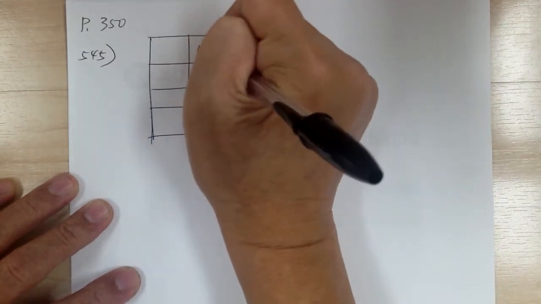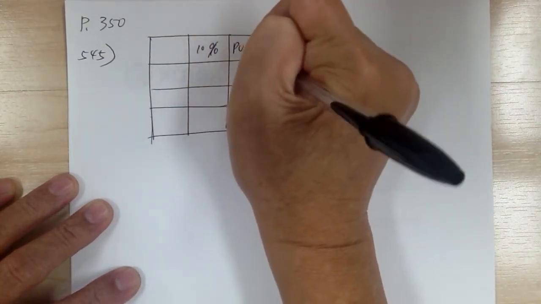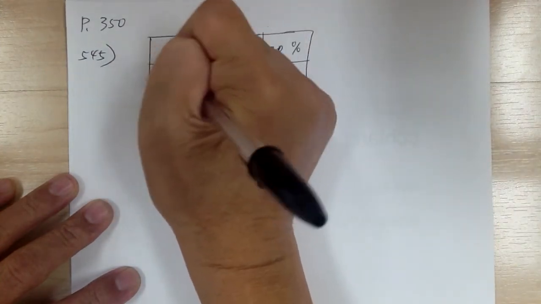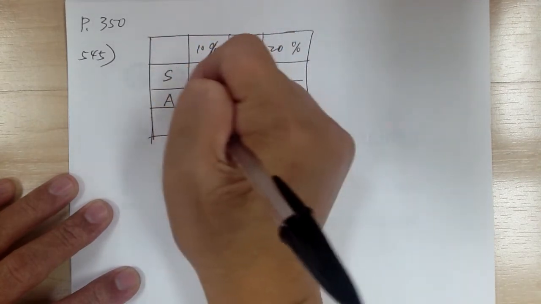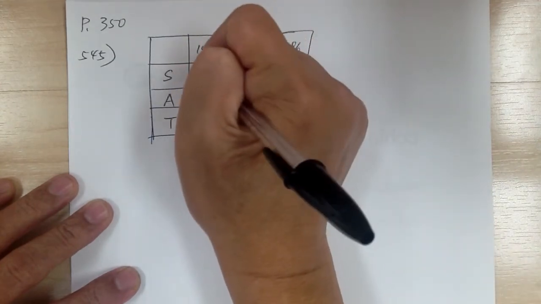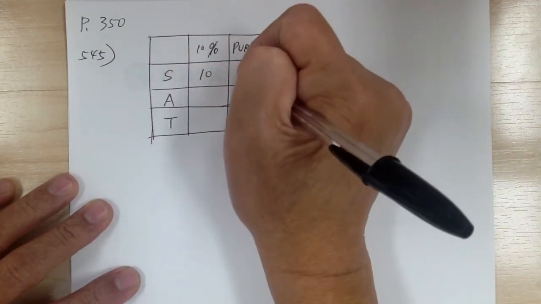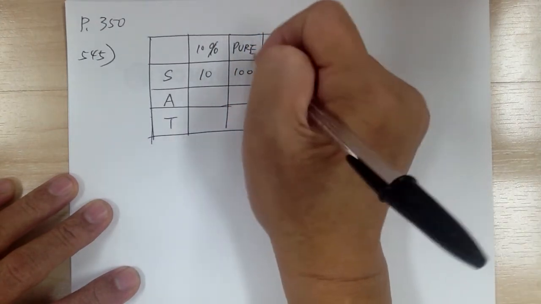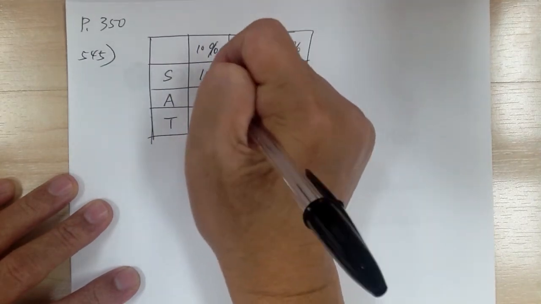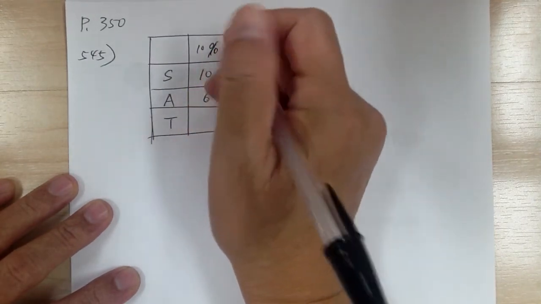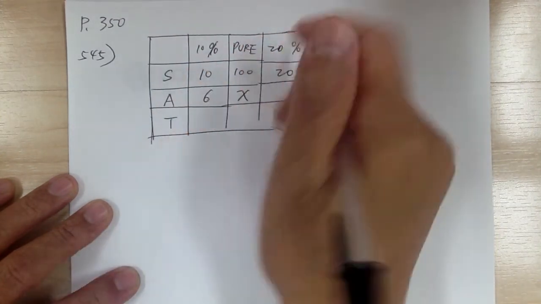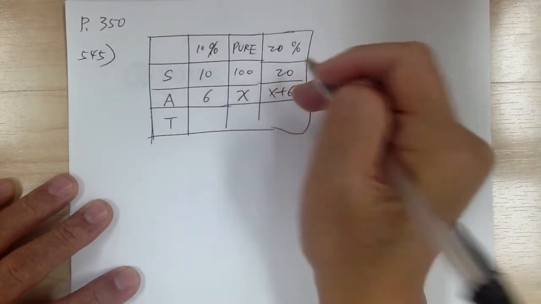So you have 10% solution. You want to mix with the pure, and you want to get a 20% antifreeze solution. This is the strength of the mixture, this is the pure amount, and this is the total. The strength of the 10% would be 10. The strength of the pure antifreeze would be 100%, so it's 100. You get 20. For the amount, there are 6 quarts of the 10%, and how many quarts you're going to mix is what you need to figure out. When you mix together, this would be x plus 6 for the mix.